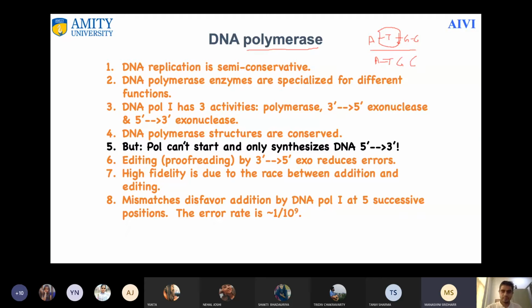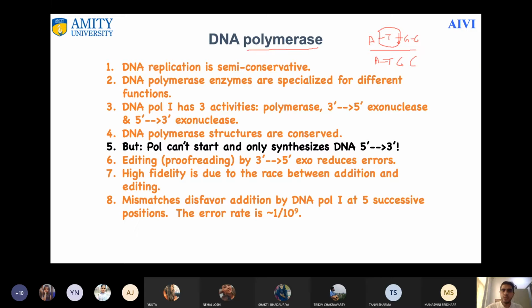So DNA polymerase starts adding whatever base pairs are needed. At which end does it add? It only adds from 5 prime to 3 prime. Yes, only from 5 prime to 3 prime. It means it is adding new nucleotides at the 3 prime end. Okay, and at the 3 prime end, who is present?